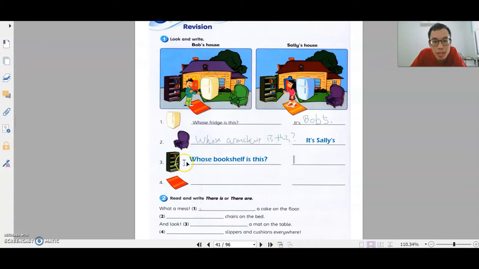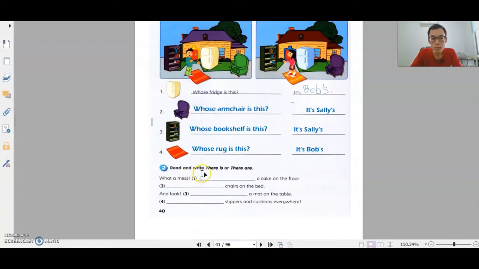And you look at the color, it's green. So it's Sally's. So you put Sally's name and then apostrophe S to show belonging. Number four, whose mat is this or whose rug is this? It's red, so it's Bob's. It's Bob's. Okay, let me type this properly. Whose armchair is this? Okay.